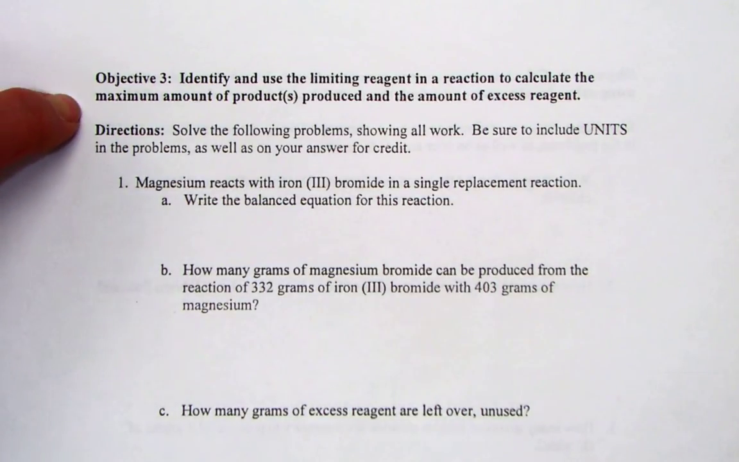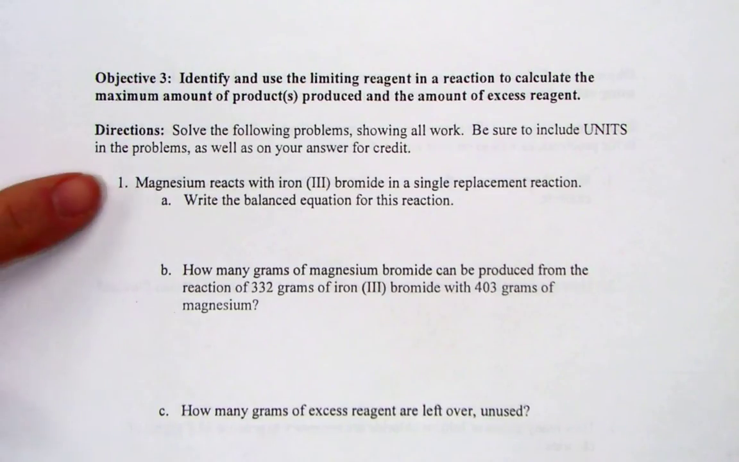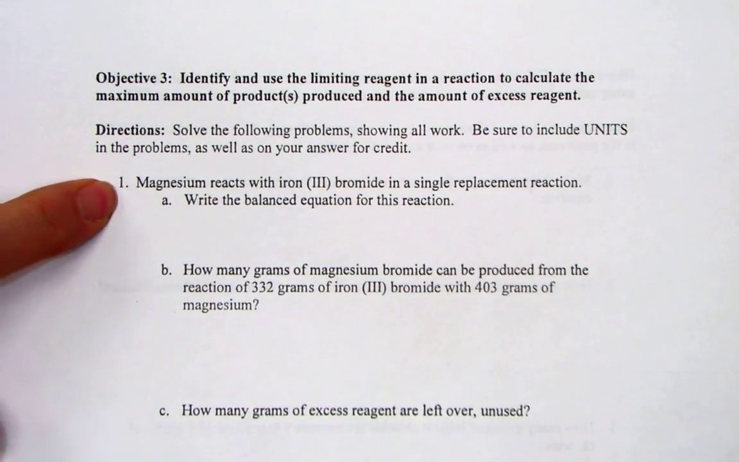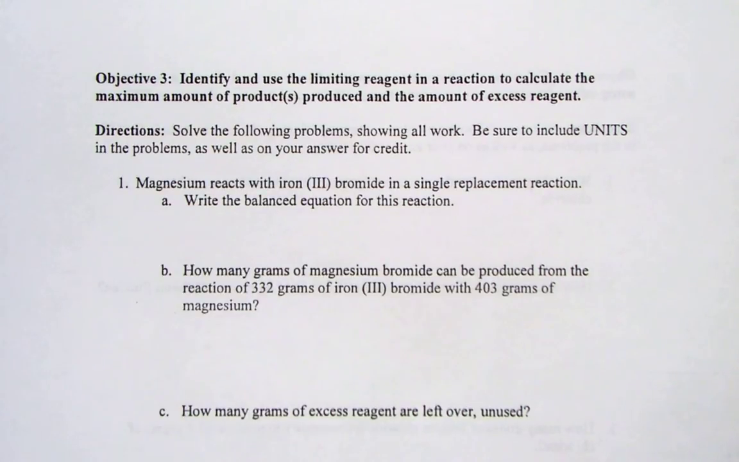Objective 3 of Practice Test B has us identify and use the limiting reagent in a reaction to calculate the maximum yield of product produced and the amount of excess reagent left unused at the end of the experiment. Our first equation has us reacting magnesium with iron 3 bromide in a single replacement reaction.